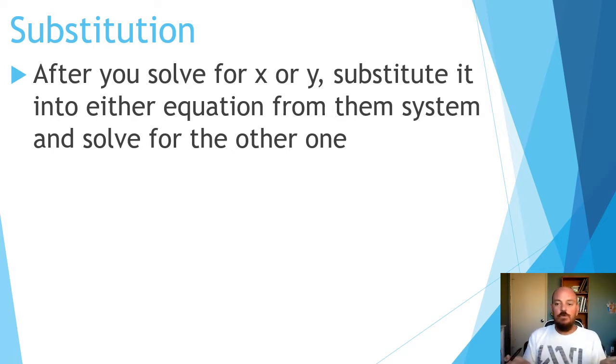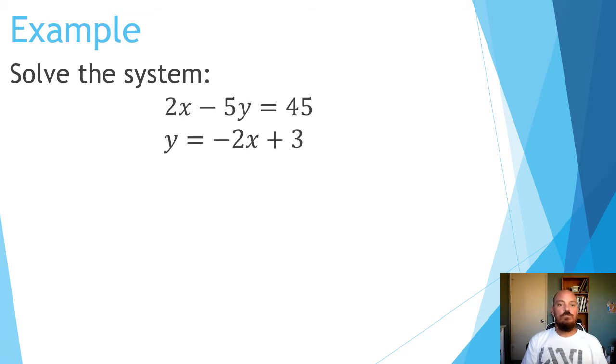So like I said, it doesn't matter which one you do. You can solve for x and then substitute for y, or you can solve for y and then substitute for x. But what you do is you eliminate one variable using substitution, solve, then plug that one back in and find the other. So let's try one out.